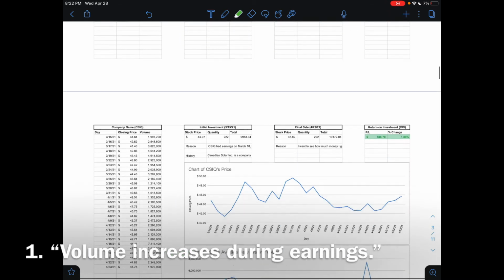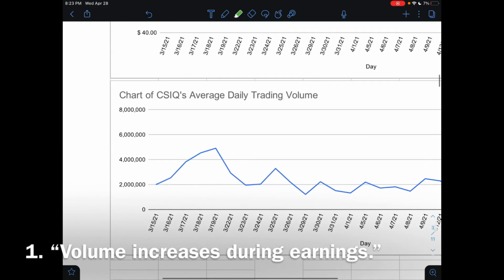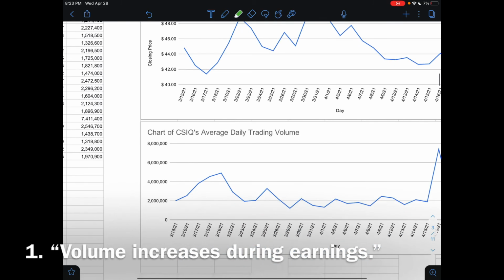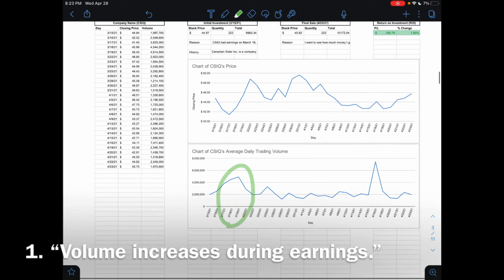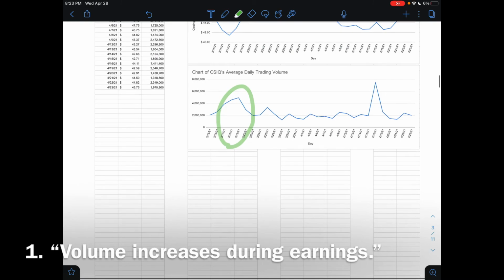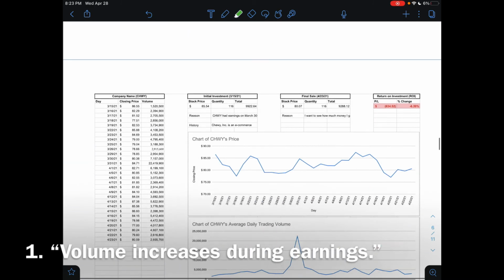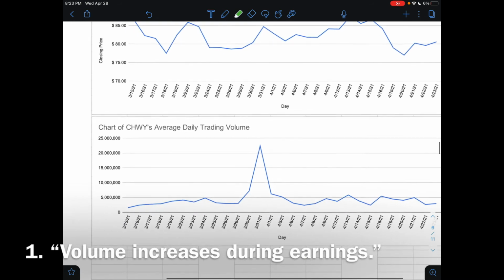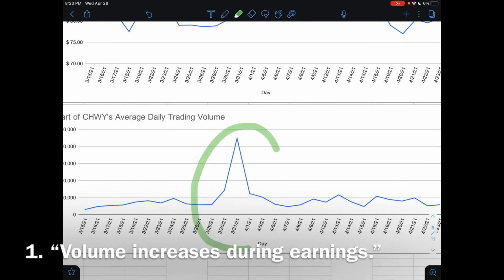And the next one is CSIQ, or Canadian Solar. And as you can see, they had earnings on March 18th. And here is the spike in volume during earnings. And the last one is Chewy, which is down here. They had earnings on March 30th, and as you can see, there is a noticeable spike in volume during earnings.